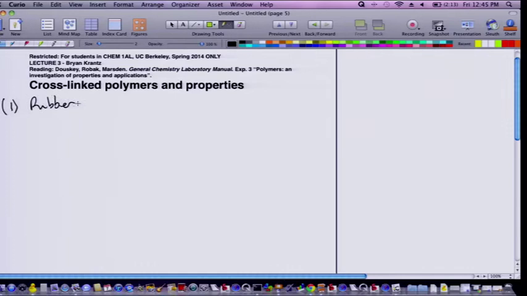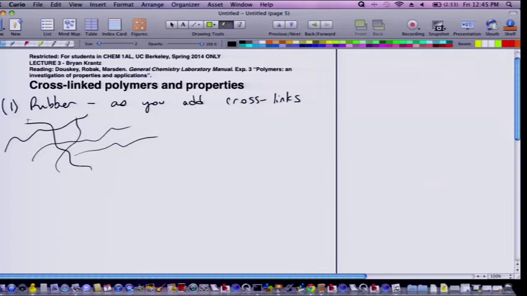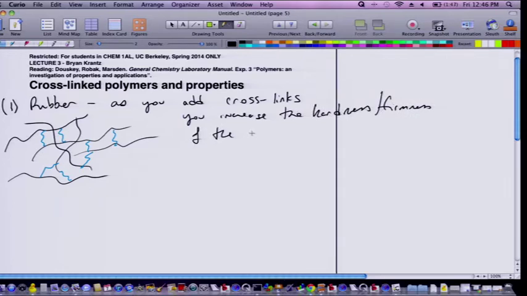And in rubber, as you add crosslinks, you think of the rubber as having many chains like this. And they could be oriented in different directions. And essentially, there are covalent crosslinks, I'll draw here in blue, between all these chains. And as you add more and more of these, you increase the hardness, the firmness of the rubber. So you'll start out with a very soft polymer. If you have very few crosslinks, you'll have a very soft polymer, and you can kind of stretch it out. It might not even want to snap back so easily.